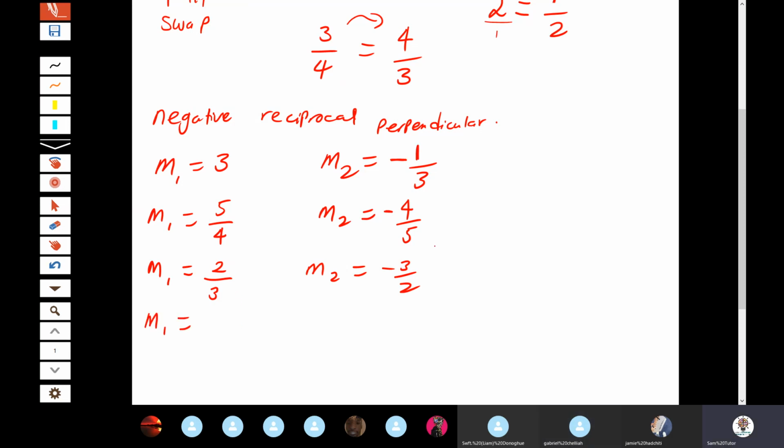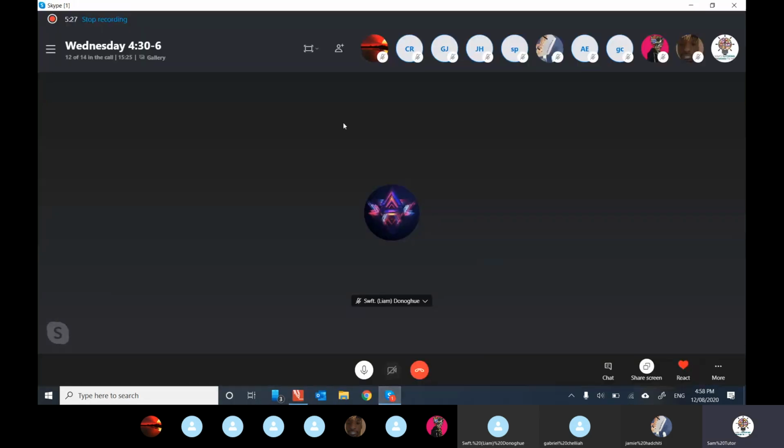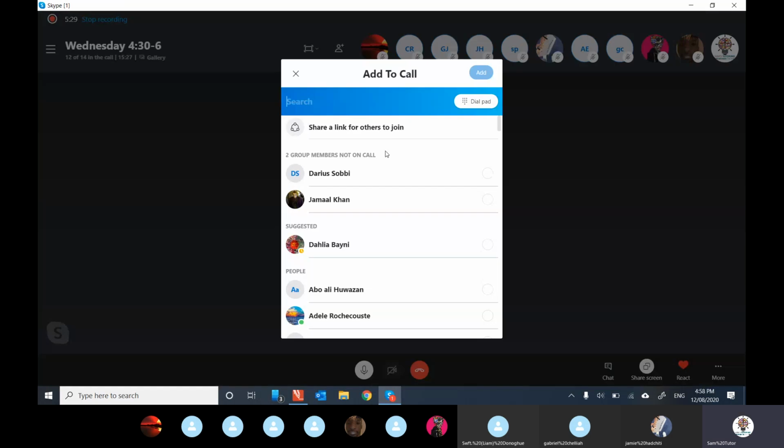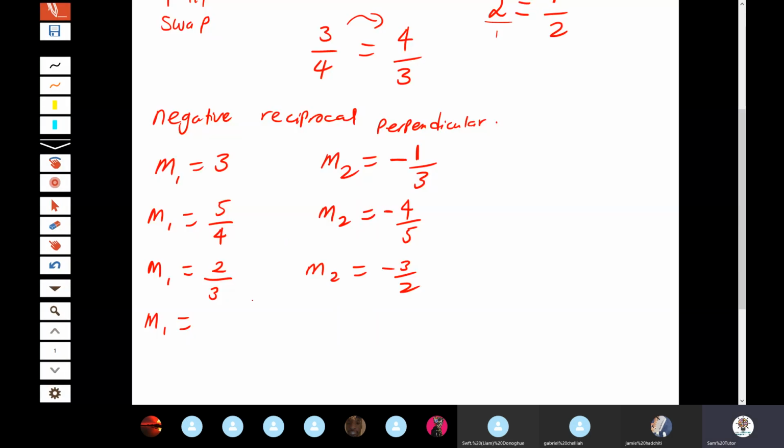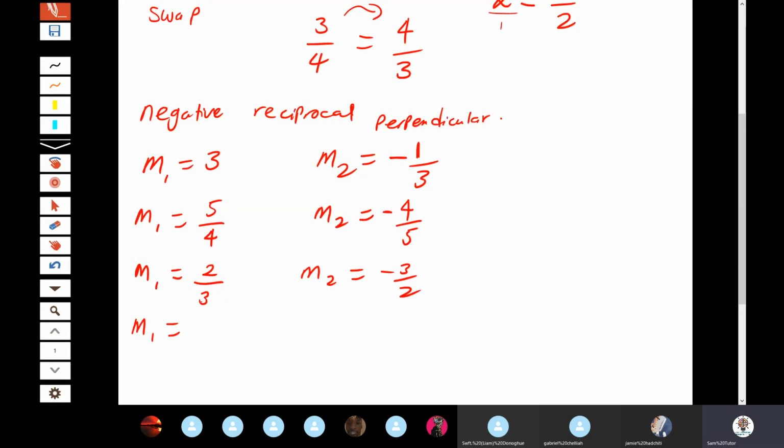Jamal, is Jamal here? Let me make sure who's not here. Jamal and Darius. Okay. Samuel, you can help us out real quick. If one gradient is 6 on 7, what's the gradient of your perpendicular? -7 on 6. All right, easy stuff.